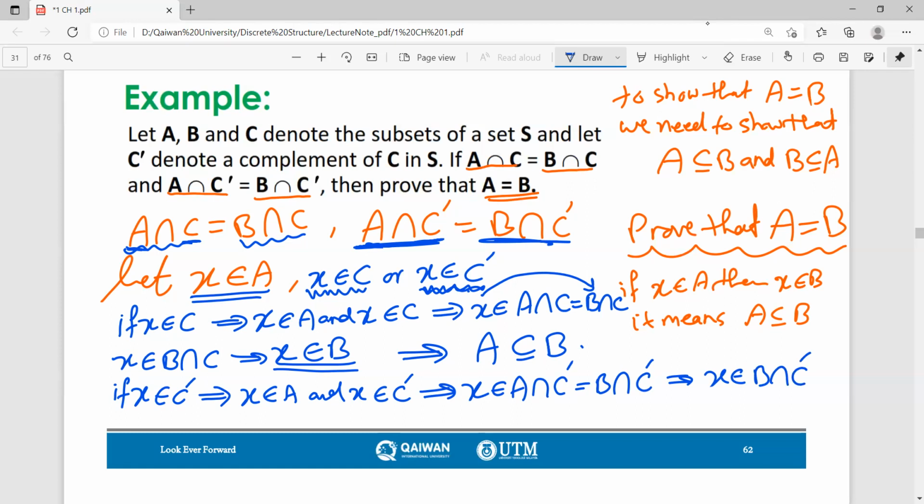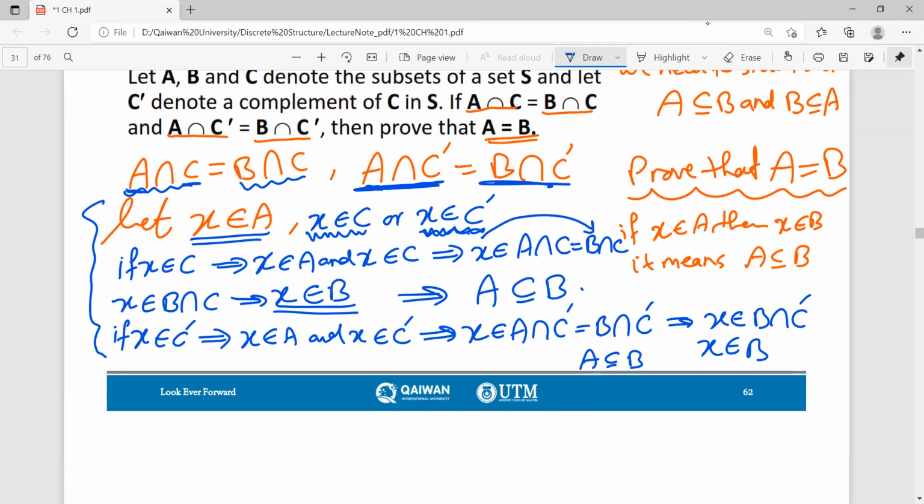If we have an element in the intersection of two sets, we can say X is in both sets, which is in B also. Look, in both cases, even if X in C and is not in C, we get that X is in B. So this proves that A is a subset of B. Now, to prove that B is a subset of A, just change B to A. All we do here is just interchange A and B. You'll get the result.